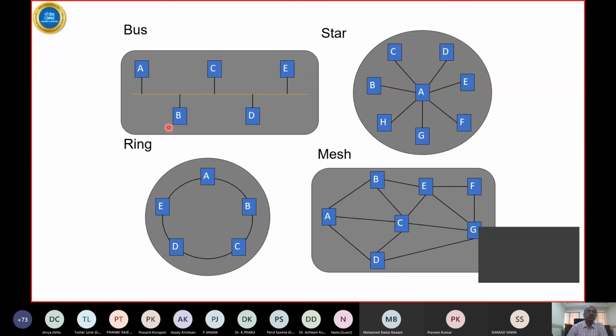That's not my aim, but just for the sake of completeness, you can have a bus topology. That is what traditional, original Ethernet used. Star is what Ethernet uses today. Ring is what IBM token ring used, and then there is the mesh network where you have multiple paths to reach.